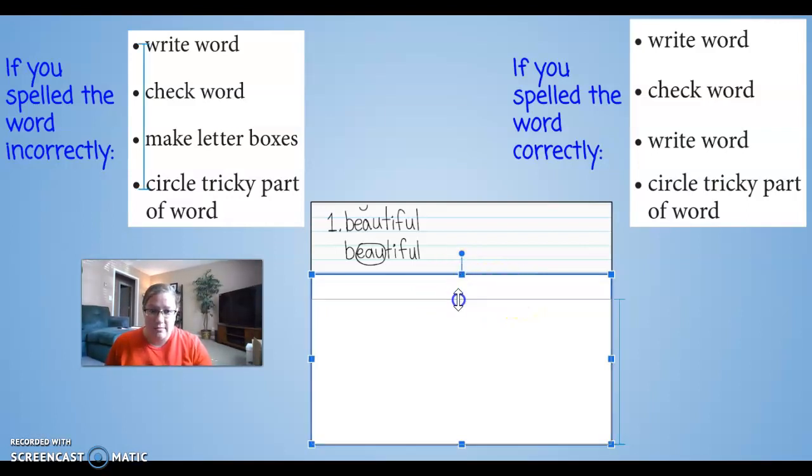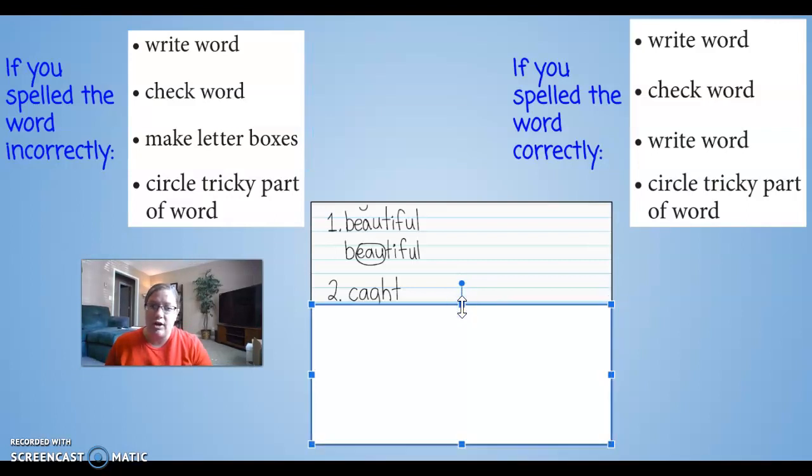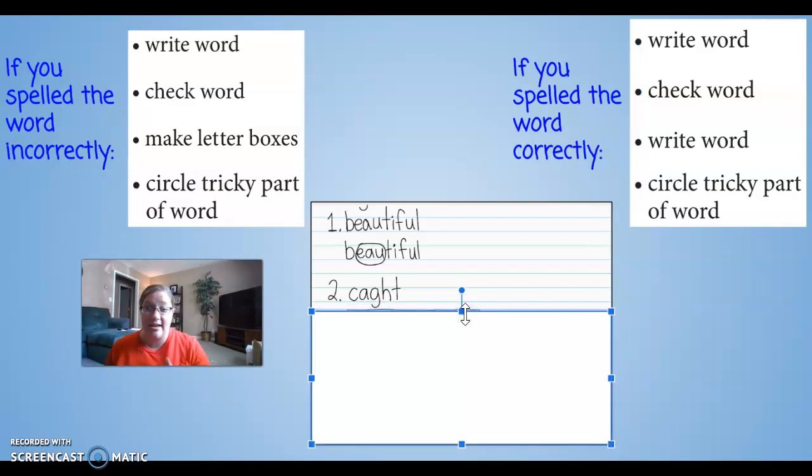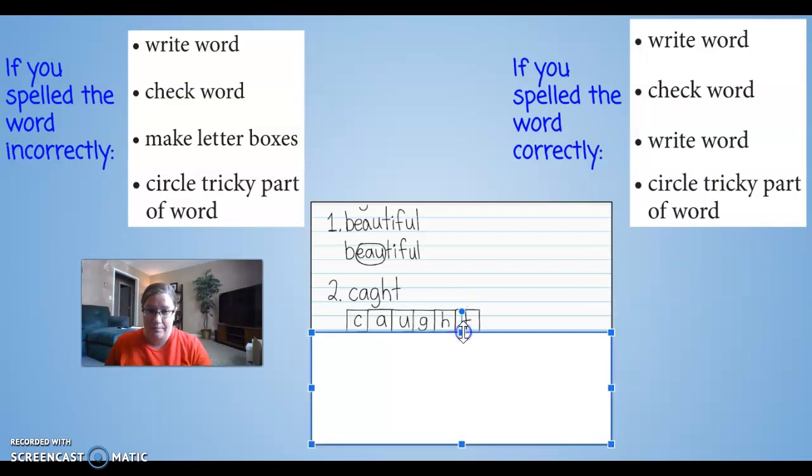The second word that he wrote was, I believe, caught. That looks a little silly to me. I believe he spelled that word incorrectly, and to make sure, I'm sure he looked at his high frequency word list. So for this, we look at these directions. First, you wrote the word, which he did. We checked it and it was not right. So the next thing he should do is make letter boxes. Let's take a look at what that looks like.